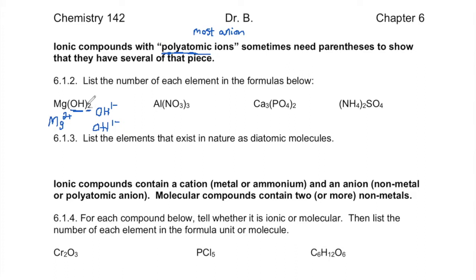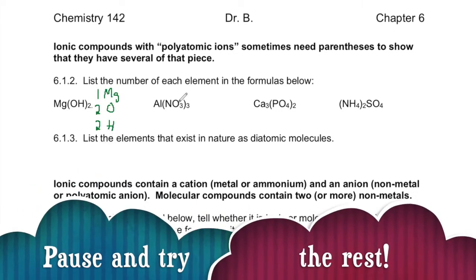So not only are there 2 hydrogens, there's also 2 oxygens. We're supposed to be listing the number of each element, so let's do that. This compound has 1 magnesium, 2 oxygen, and 2 hydrogen.